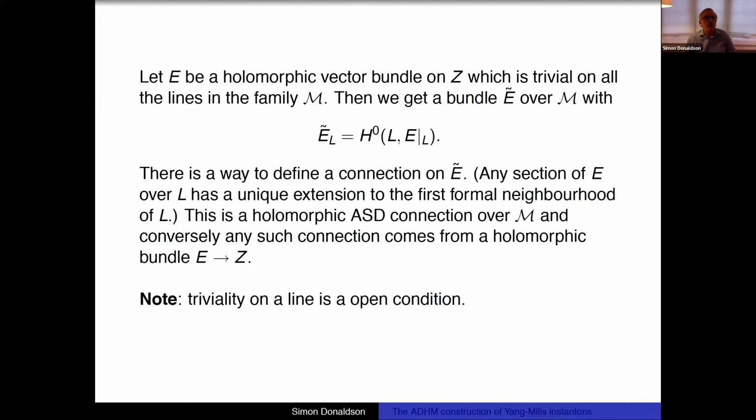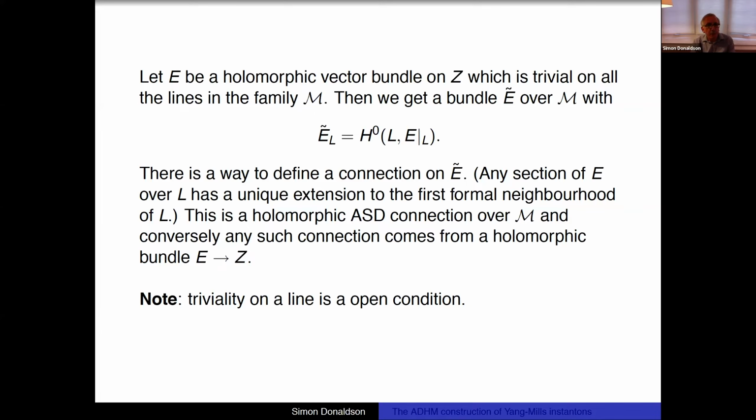So if we have a holomorphic vector bundle on our complex manifold Z, which happens to be trivial on all the lines in the family M, then we get a bundle, called E tilde, over M. The fiber of E tilde at a point corresponding to a line L is just the space of holomorphic sections of E restricted to L. So this is a very simple construction of going from a bundle over Z to a bundle over the family of lines M.